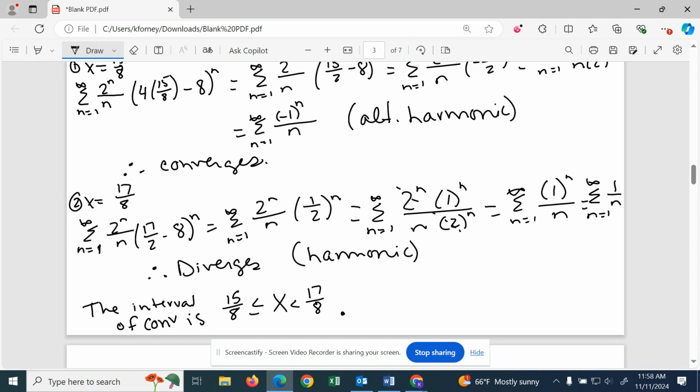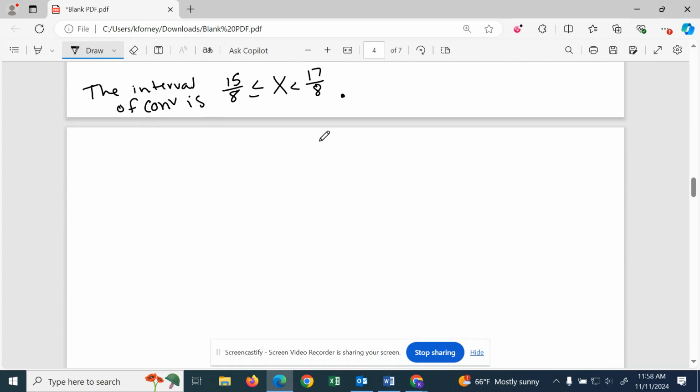Okay. I do want us to look at some special cases. So let's look at example 3. Again, we're going to find the radius of convergence and the interval for a power series. So we're going to go from n equals 0 to infinity, n factorial times 2x plus 1 to the nth.